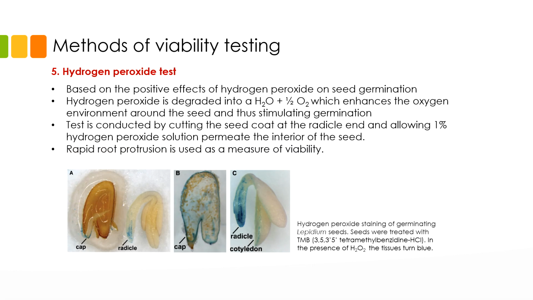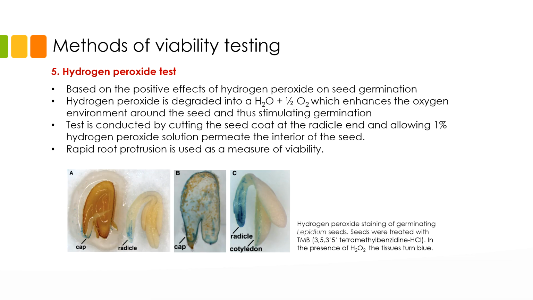The hydrogen peroxide test is based on the positive effects of hydrogen peroxide on seed germination. Hydrogen peroxide breaks down into water and oxygen, which enrich the environment around the seed and stimulate germination. To conduct the test, the seed coat is cut at the radicle end, allowing a 1% hydrogen peroxide solution to permeate the interior of the seed. Rapid root protrusion is then used as a measure of seed viability.